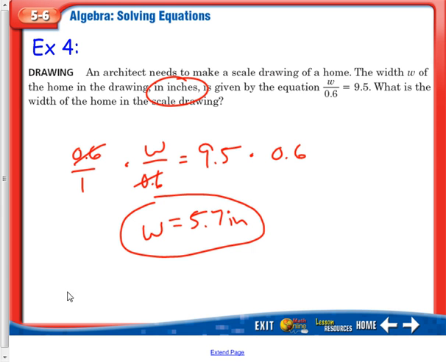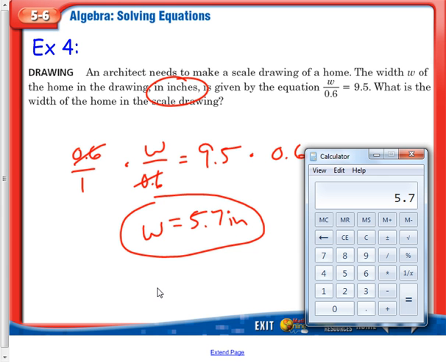Now go ahead and check your answer. We already have 5.7 inches for W. So now let's just divide by 0.6 to see what we get. And that does equal 9.5. So this worked out for us.